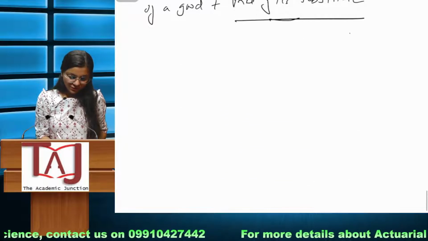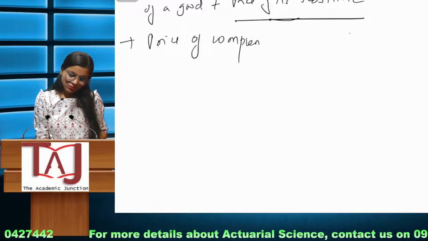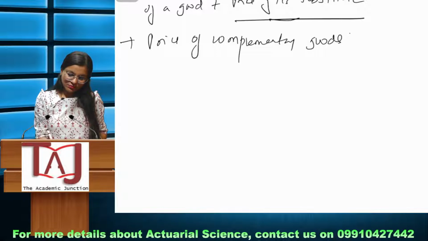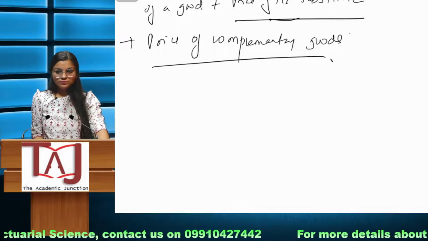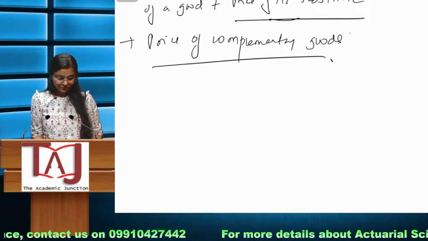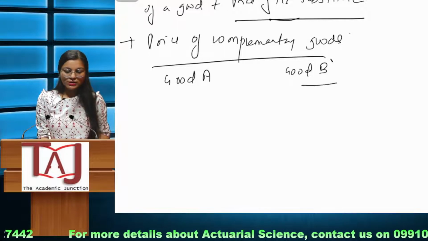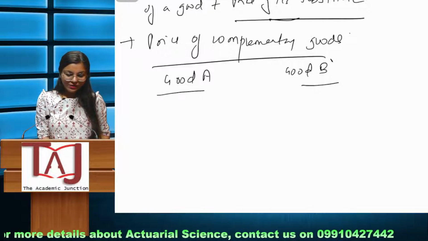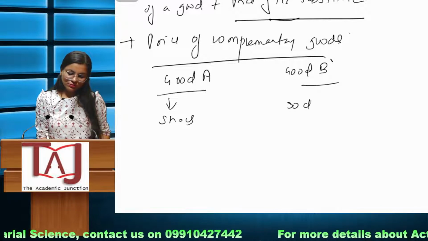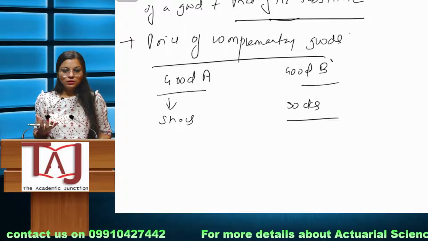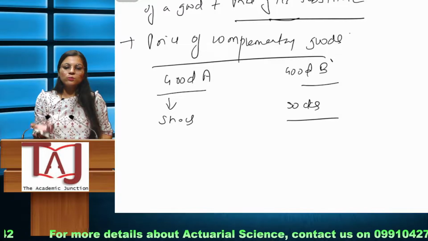Now, the third factor is price of complementary goods. Now there are two goods, good A and good B. Now these are not substitutes. Now they are complementary. What does complementary mean? Let's suppose shoes and socks, which are consumed together. You will not consume them separately. If you take shoes, obviously you will take socks. If you take socks, obviously you will take shoes.